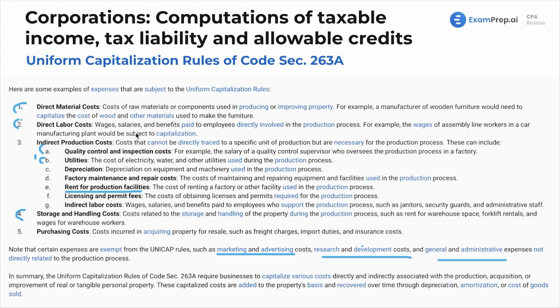All right, now in summary, the UNICAP rules require businesses to capitalize various costs directly and indirectly associated with the production, acquisition, or improvement of real or tangible personal property. These capitalized costs are added to the property's basis and recovered over time through depreciation, amortization, or cost of goods sold. I would almost eliminate amortization here again, just like I said before. It's really just depreciation and cost of goods sold. Nothing too wild there, but you got this.